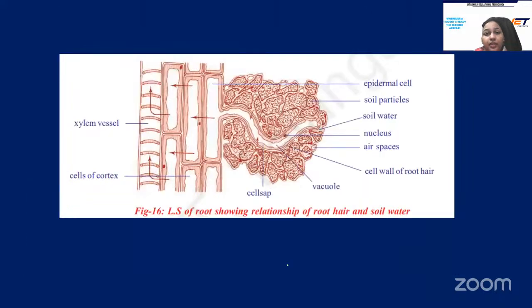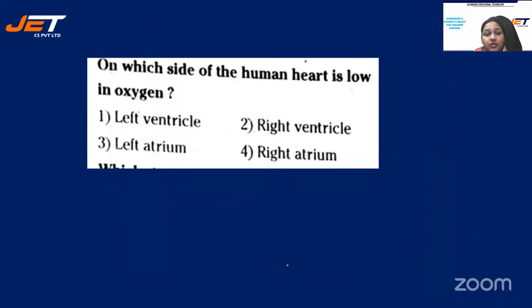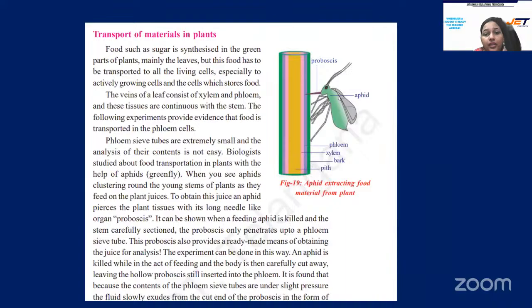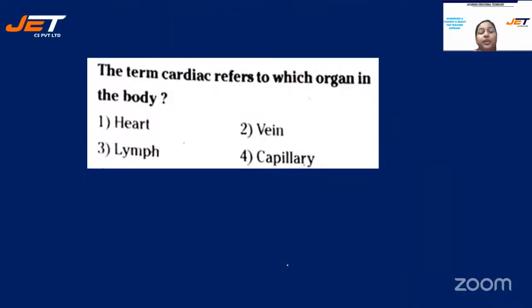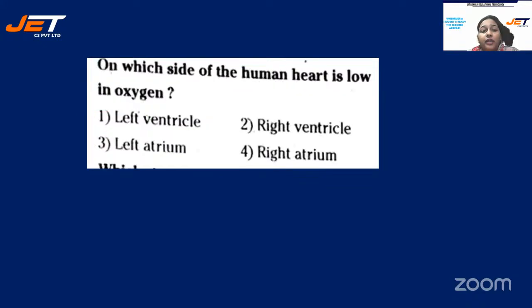All right, students, now we can do the questions. That was a quick revision. Okay, let's start with the questions. The term cardiac refers to which organ in the body? Cardiac means always heart. Keep in mind, whenever we are talking about cardiac muscle, it is about the heart.